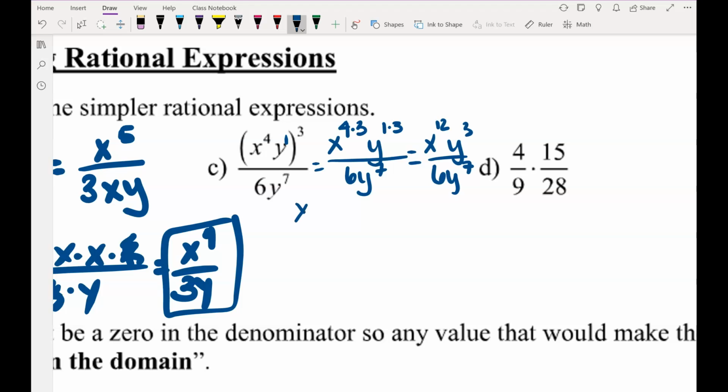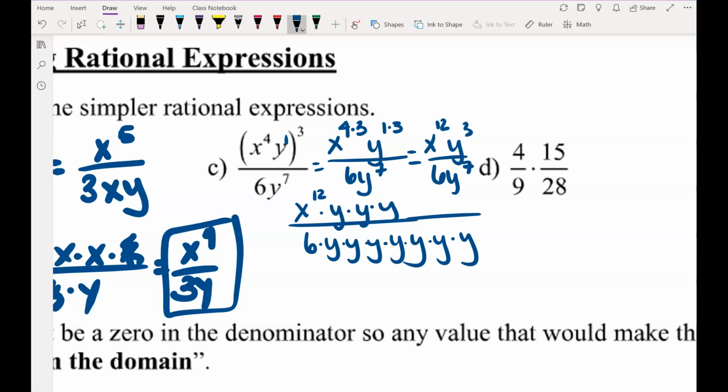So we don't have any x's to reduce. I'm going to keep x to the 12th. But as you can see, we have 3 y's on the top and 7 y's on the bottom. So I'm just going to write this down this time: 4, 5, 6, and 7. So technically, students, we can reduce those. That means there are 4 y's on the denominator. Now, we know the answer is x to the 12th divided by 6 times y to the 4th. If I said x, I meant y.